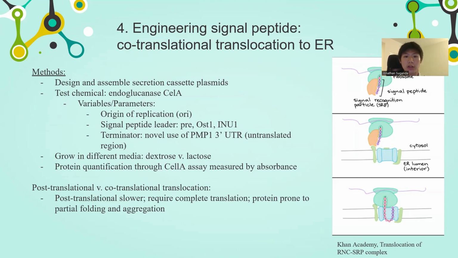Finally, we incorporated the novel approach described in our group's previous work with Baker's yeast, where we replaced the CYC1 terminator with PMP1's untranslated 3' UTR sequence, a protein observed for SRP pre-recruitment. Our main consideration for this is to promote co-translational translocation, as the alternative post-translational route may be much slower.